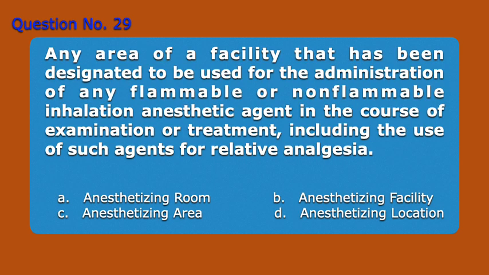Question number 29. Any area of a facility that has been designated to be used for the administration of any flammable or non-flammable inhalation anesthetic agent in the course of examination or treatment, including the use of such agents for relative analgesia. A. Anesthetizing room. B. Anesthetizing facility. C. Anesthetizing area. D. Anesthetizing location. Answer: D. Anesthetizing location.